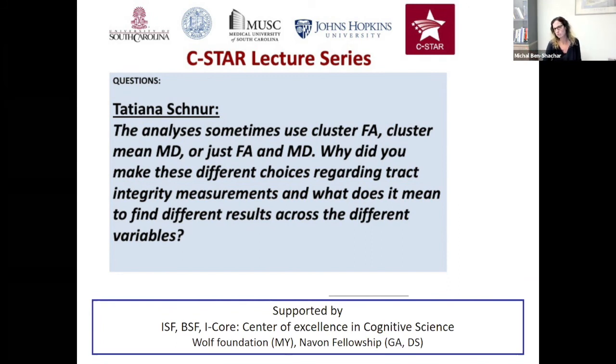My point in answer to your good question is we look specifically at FA and MD. We look along the pathway, and if we can do fewer comparisons, we prefer it. So in some cases, if there is an association just by looking at the entire tract altogether, this is one comparison compared to many. So this is preferable.